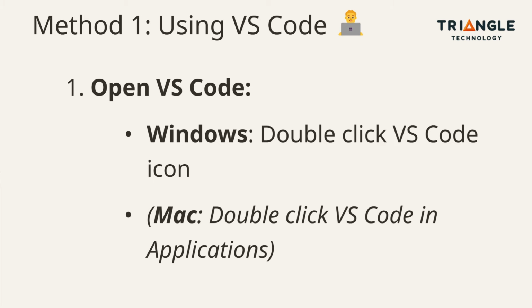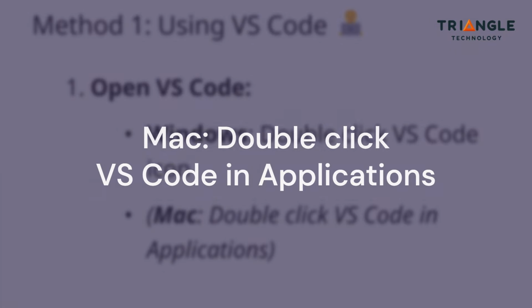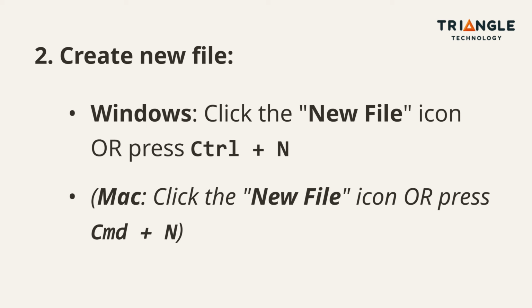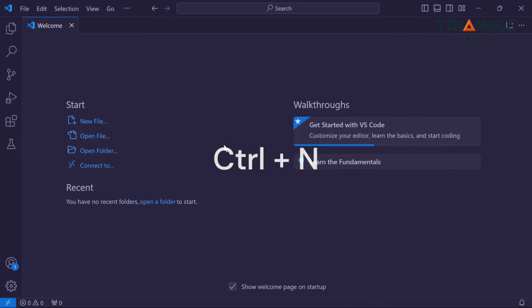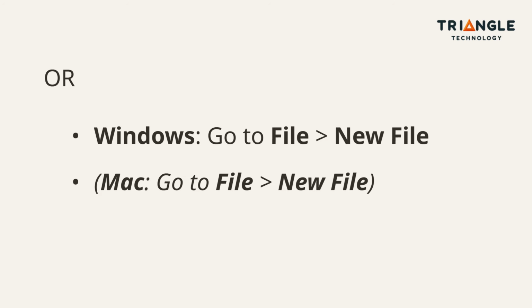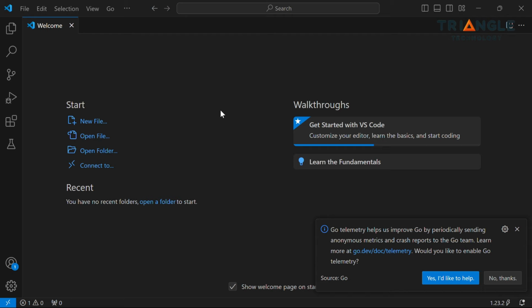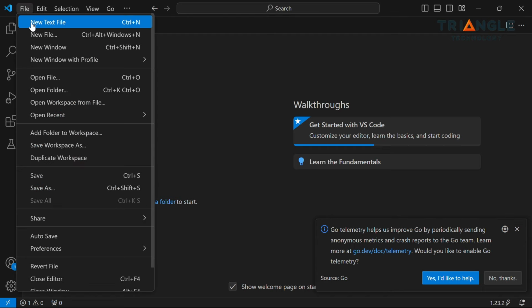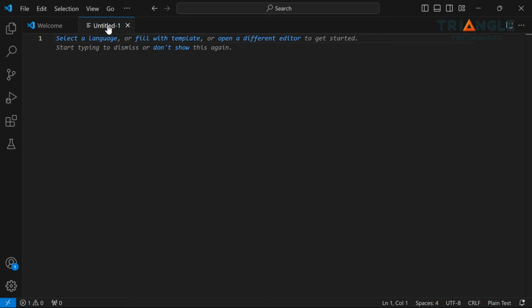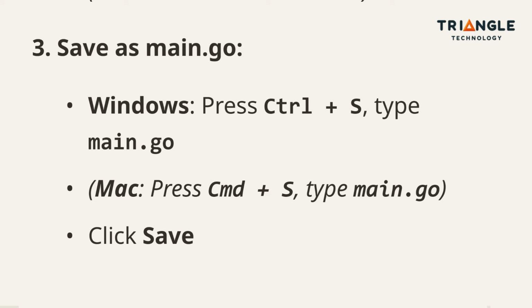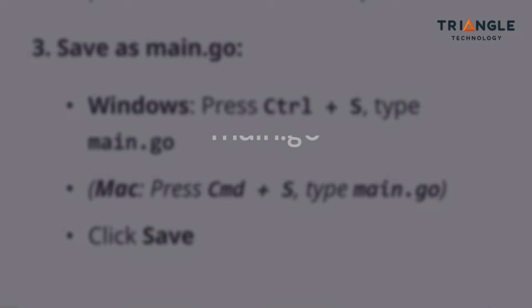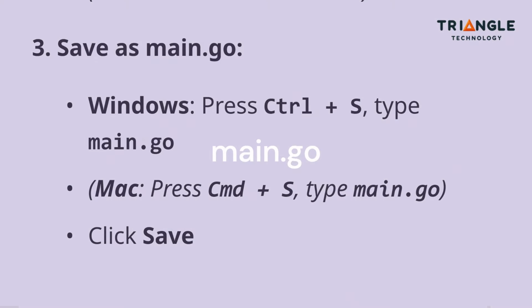1. Open VS Code. Windows, double-click VS Code icon. Mac, double-click VS Code in Applications. 2. Create new file. Windows, click the new file icon or press Ctrl-N. Mac, click the new file icon or press Command-N. Or, Windows, go to File, New File. Mac, go to File, New File. 3. Save as main.go. Windows, press Ctrl-S, type main.go. Mac, press Command-S, type main.go.